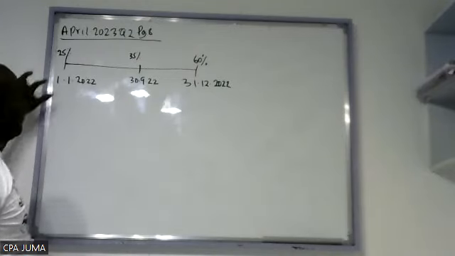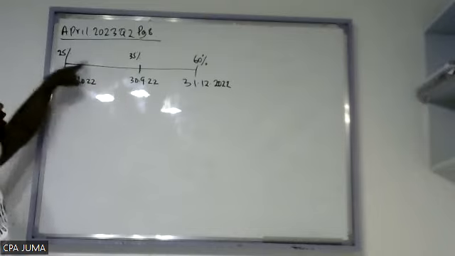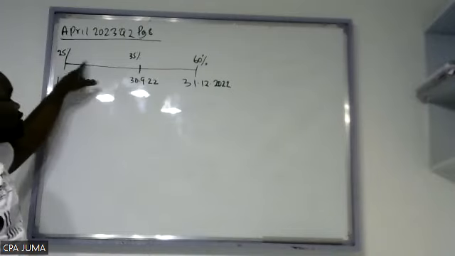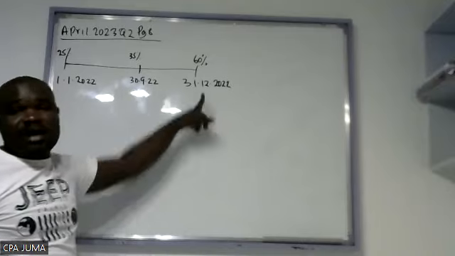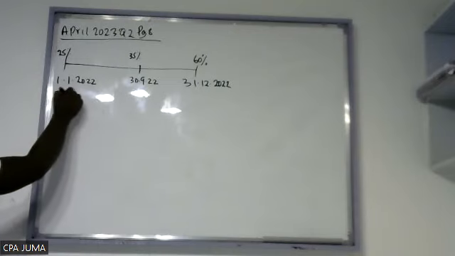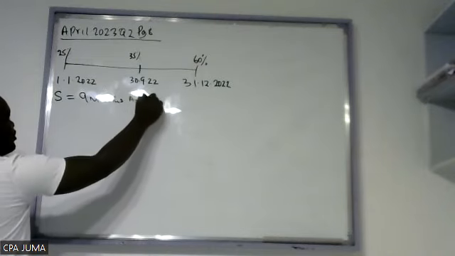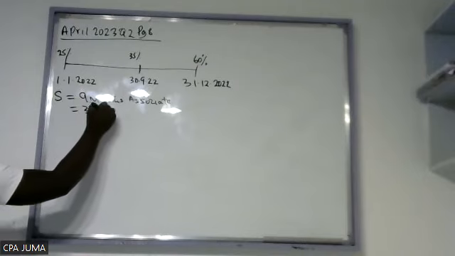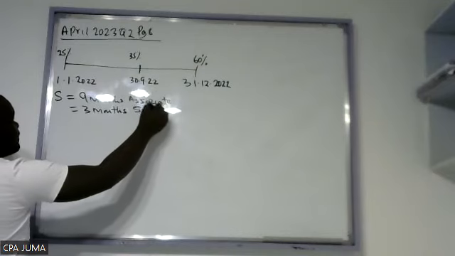So before the top up, it was associate. So it was associate from here to here. These are 9 months, January to September. So it was associate for 9 months, then subsidiary for the remaining 3 months. Please let's humble ourselves to write that. So S is equal to 9 months associate, 3 months subsidiary.